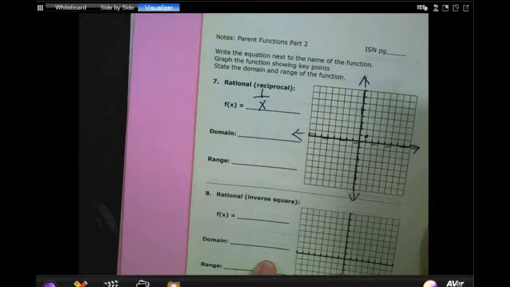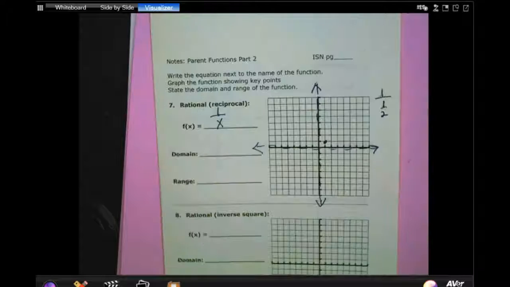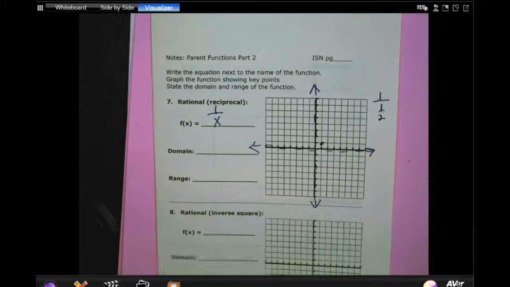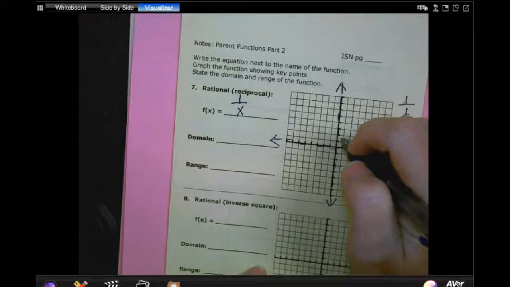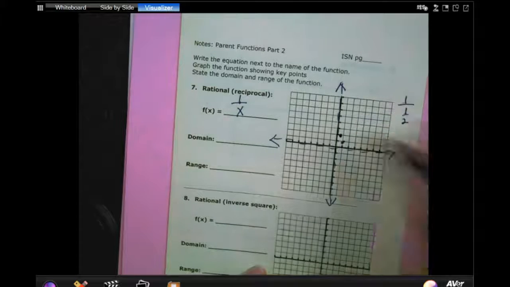So if I put a half in for x, I get 1 over a half. And what does that equal? If I put a half in for x, what do I do with the fraction? There's not a single person. Do the reciprocal. So if I do the reciprocal, it becomes 2. So at a half, it's 2. So it's getting bigger.